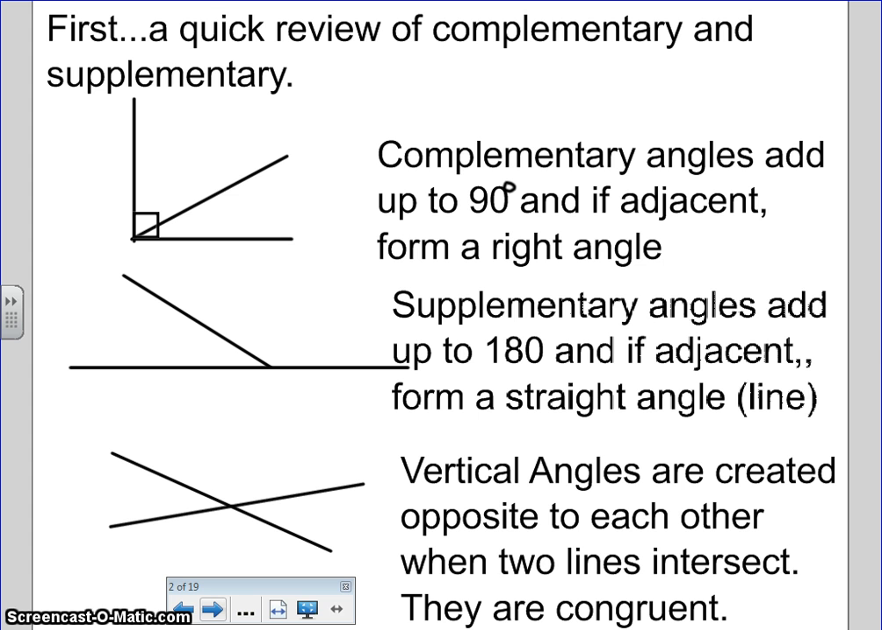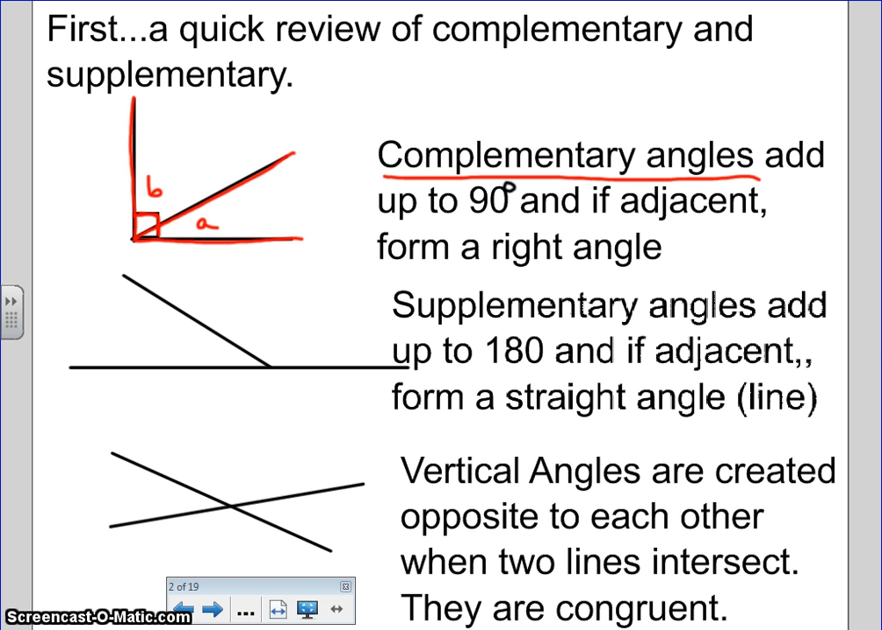The first one is the concept of a complementary angle. Complementary angles are angles that add up to 90 degrees. The picture usually looks like this, where we've got a right angle, and then inside of that, we've got two angles. And if we called this angle A and we called this angle B, we would say that angles A and B are complementary because together they add up to 90 degrees. They add up to this right angle.